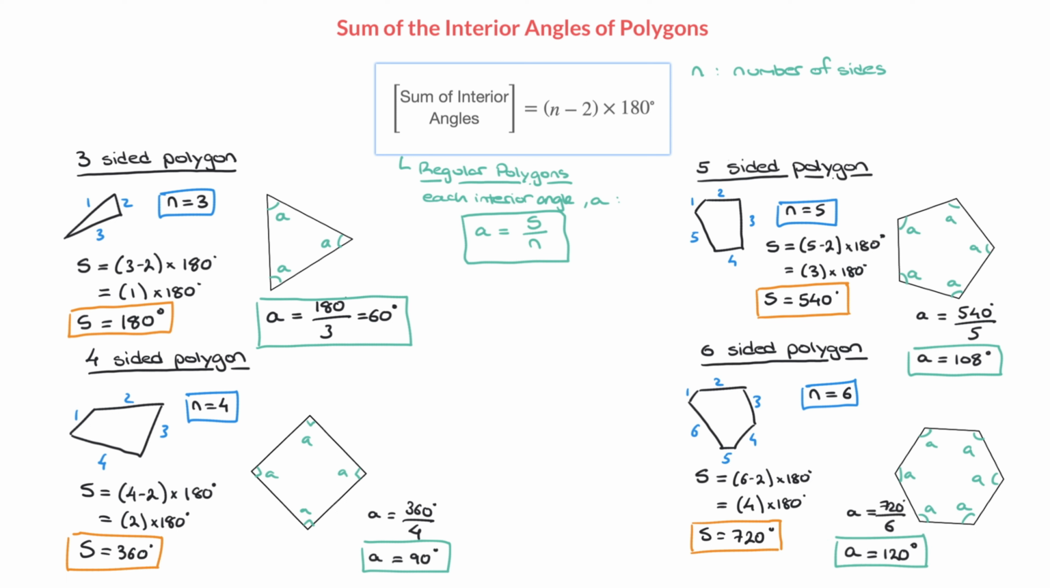And we're done. Using the formula that we've seen here, we can now calculate the sum of the interior angles of any polygon, and we also know how to calculate the value of each of the interior angles of a regular polygon. And all that being said, that's it for this tutorial.